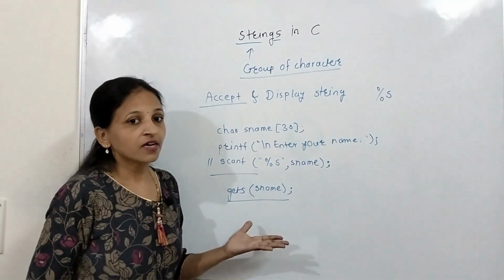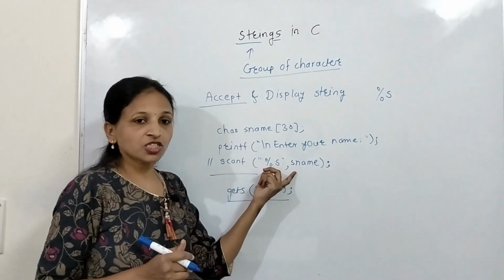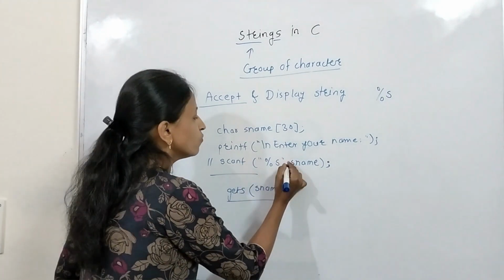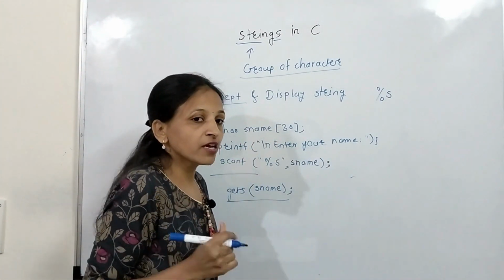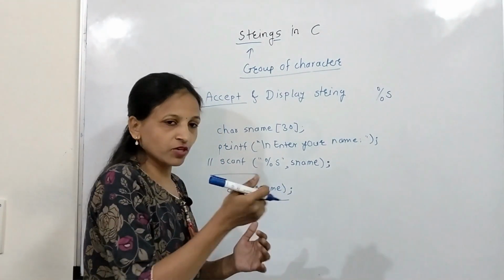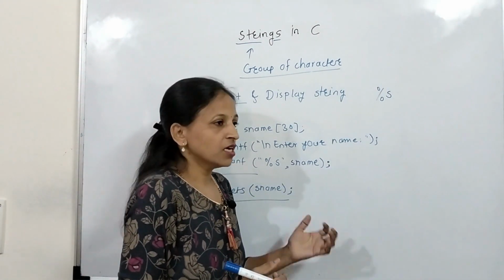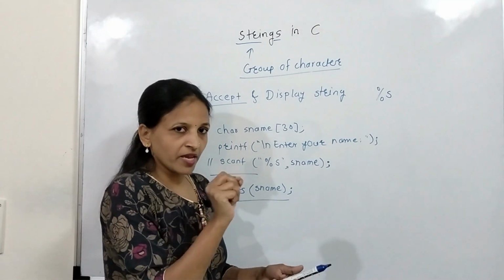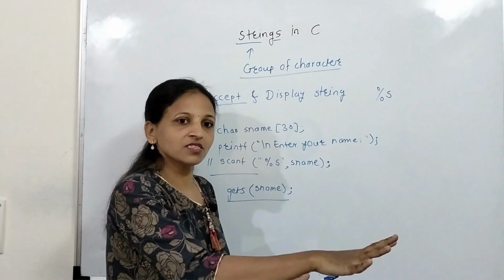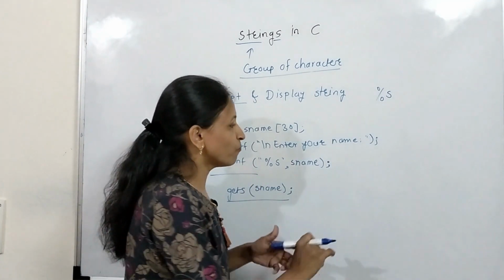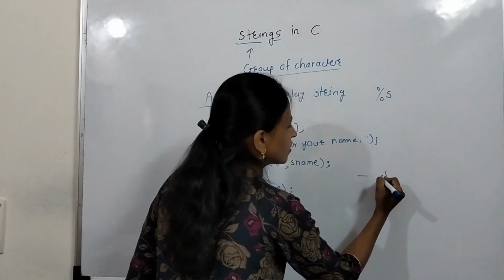Now why? Because scanf function will consider white space as a terminator. Means whenever it will scan that whatever input user is entering, whenever it will get that space, then it will think like, now this is the end of string. Means that's white space or enter key.